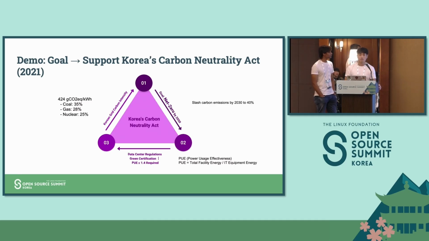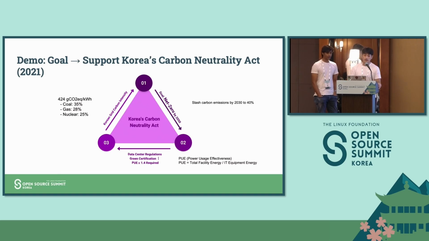In order to achieve this, there are milestones. By 2030, they should cut down carbon emissions by over 40%. For this demo, I will just use two KPIs, which stand for key performance indicators. The main KPI, the first one, is the PUE, which stands for power usage effectiveness. It shows the data center power usage: the total facility energy divided by the IT equipment energy should follow one value, which should be below 1.4. Please remember this value because I will use it in the demonstration.